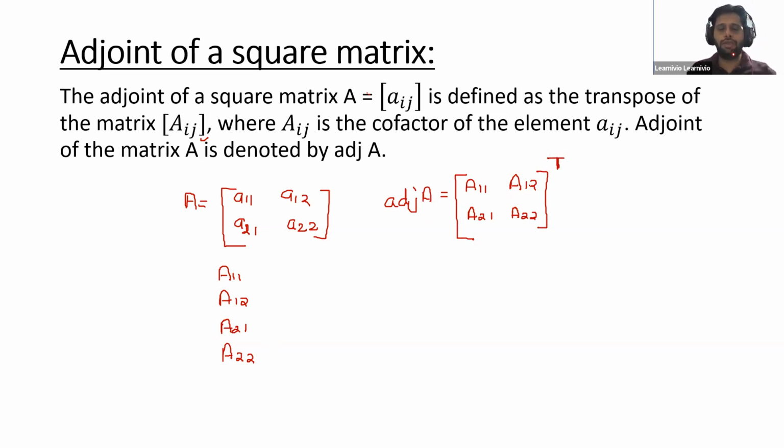So how do we need to find the adjoint? First of all, you will find the cofactors. You will arrange the cofactors in the matrix in the same sequence: at the place of A11 you will write this, A12 like this. Then you will find the transpose of this matrix. So what will you get? Adjoint of A is equal to: the first row becomes the first column, so A11, A12. The second row becomes the second column, A21 and A22. Is this clear?